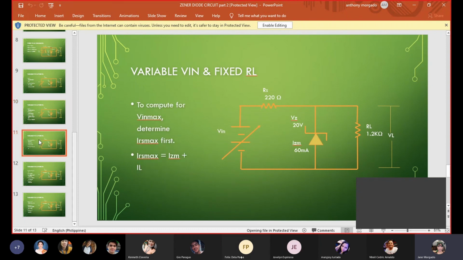How about the maximum? To compute for the maximum, determine the maximum IS. What could be the maximum current flowing through RS? To determine the maximum IS flowing through RS, we must consider the IZM value of VC. So IZM plus IL would be the maximum current flowing through RS. The IZM is 60 milliamperes, whereas how do we get IL? What will we do?